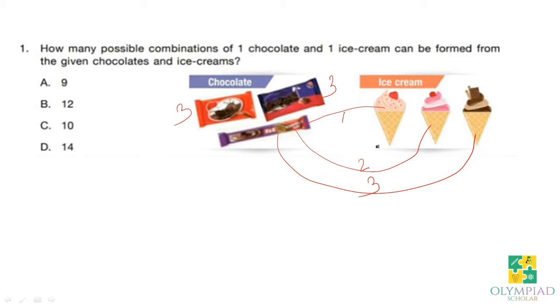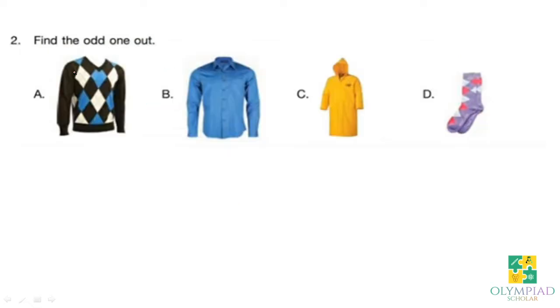Generally, if the question changes, how can you get to the answer? You can just multiply the number of items present in both groups. Here it is 3, and in the second group there are also 3. So here you get the answer as 9. So the answer is 9.